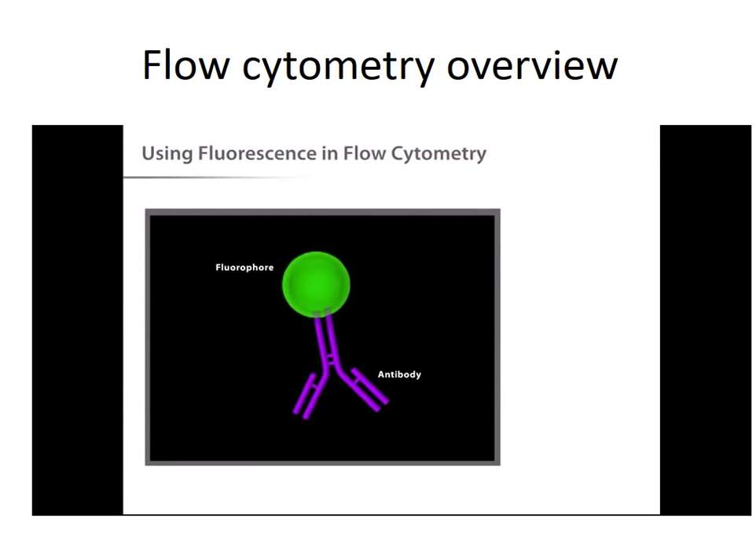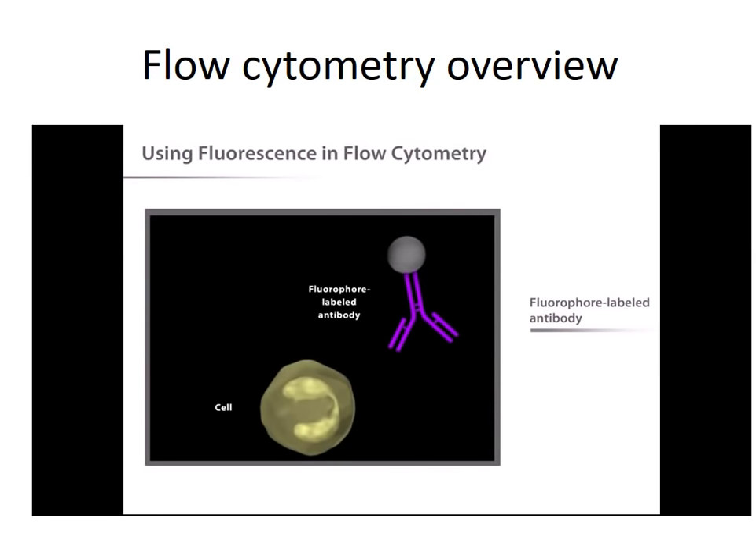One of the most common ways to study cellular characteristics using flow cytometry involves the use of fluorescent molecules, such as fluorophore-labeled antibodies. In these experiments, the labeled antibody is added to the cell sample. The antibody then binds to a specific molecule on the cell surface or inside the cell.